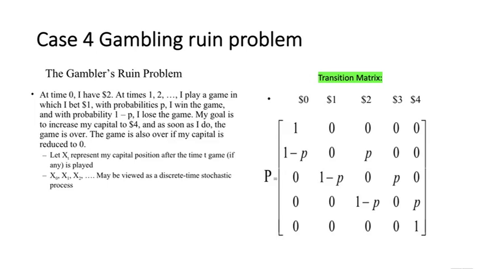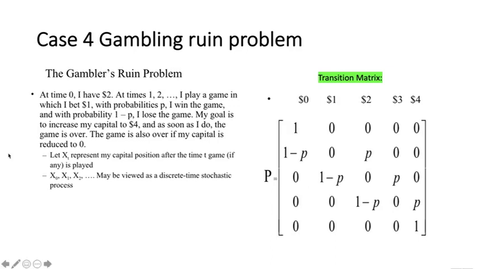Okay, and the last one is the gambler's ruin problem. At time 0, for example, I have $2. At times 1, 2, and so on, I play a game in which I bet $1. With probability P, I win the game. With probability 1 minus P, I lose the game. My goal is to increase my capital to $4, and as soon as I do, the game is over. The game is also over if my capital reaches 0.